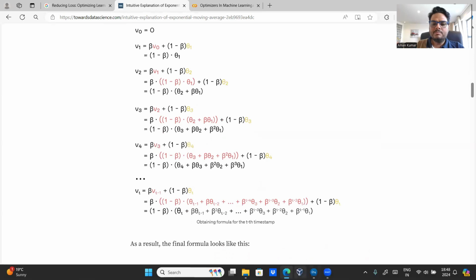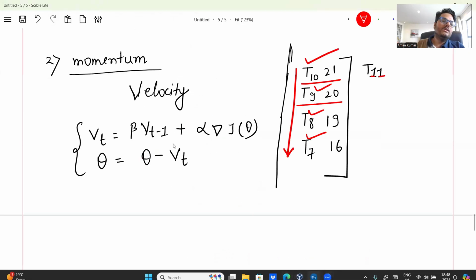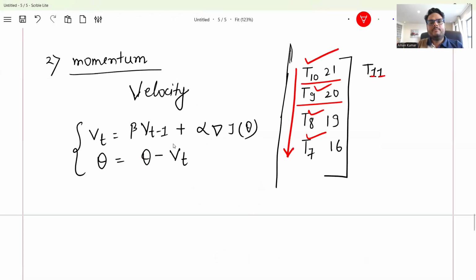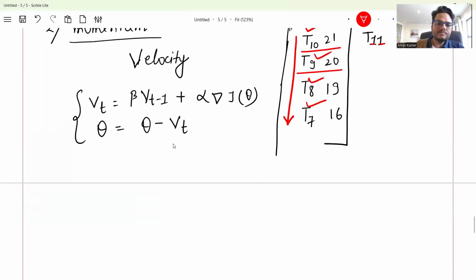So the meaning is very simple here. Velocity tells you in which direction you are moving, right? Let's keep moving in that direction only, and that gives speed to your convergence. Okay. So how that helps you is, as I was telling you, basically smoothing.